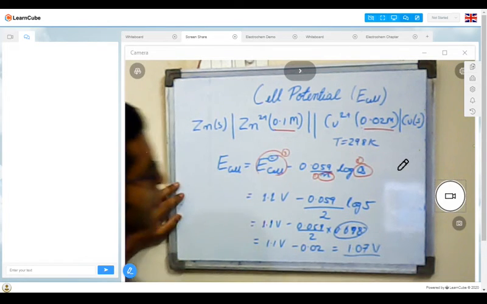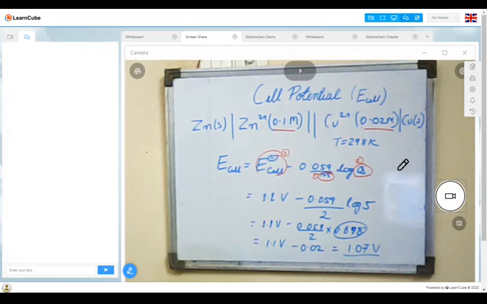So this was pretty easy because we already know the Daniel cell, we know the cell reaction. Basically the main thing is we have to know how to write the cell reaction, and how to find n, the number of electrons exchanged. So we'll do another problem based on that.